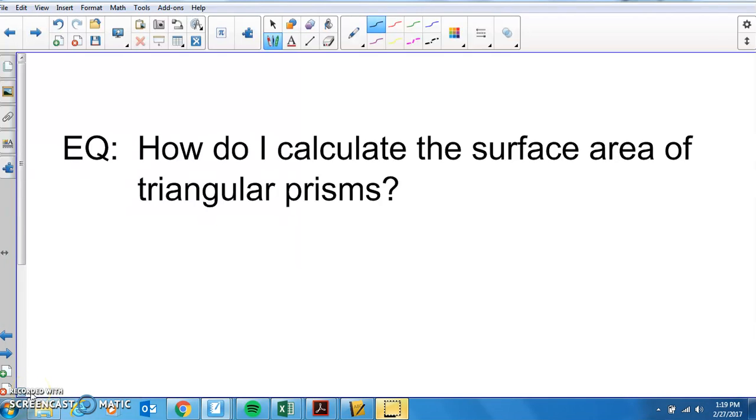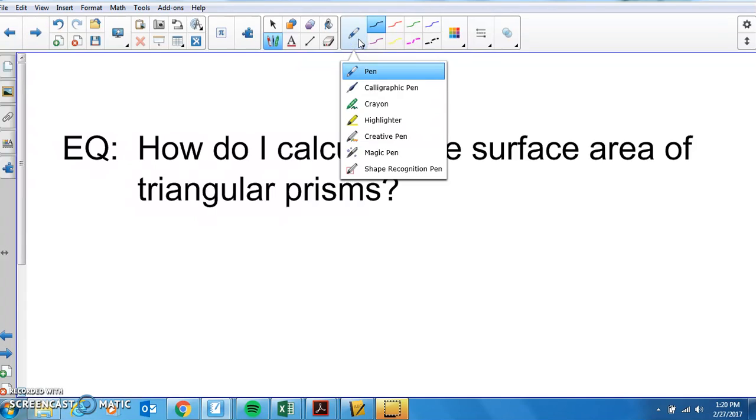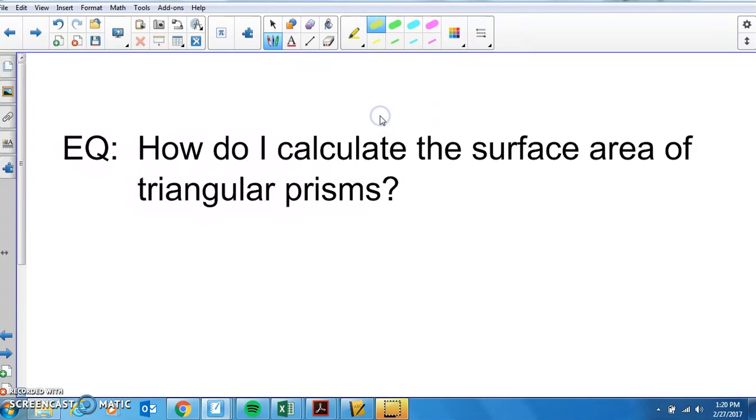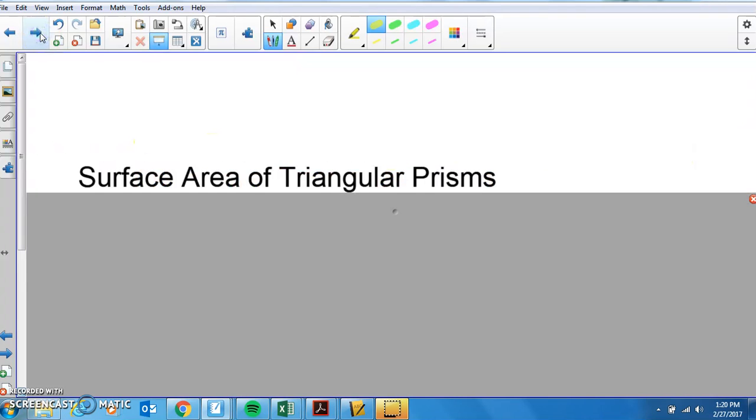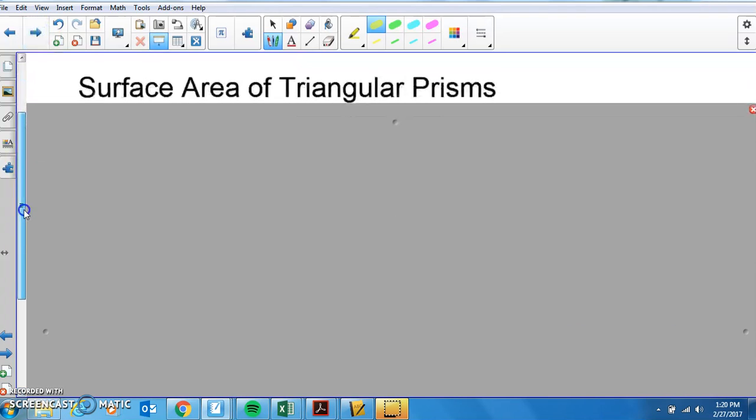All right, we're going to move on to our next section. Yesterday we talked about calculating the surface area of rectangular prisms, and so today we're going to move on to the next progression, or the next shape, which is surface area of triangular prisms. So our central question for today is, how do I calculate the surface area of triangular prisms? So if you'll copy down this essential question, please. And then as we go on, if you'll copy down this topic, the surface area of triangular prisms.